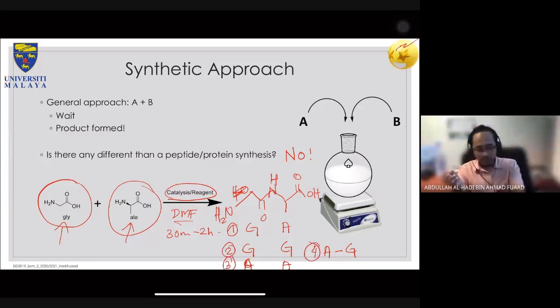This is a refresher for SID3019. To make sure that this does not happen, you introduce something that you call a protecting group. A refresher, I'm not going to go into detail about protecting groups. This is just a refresher.